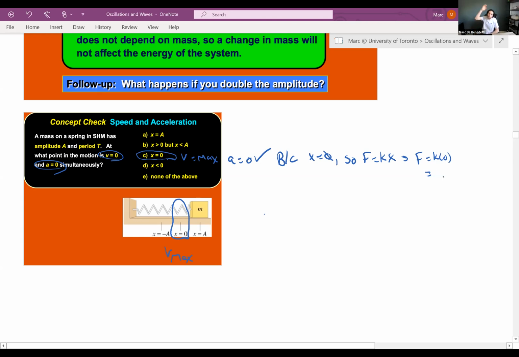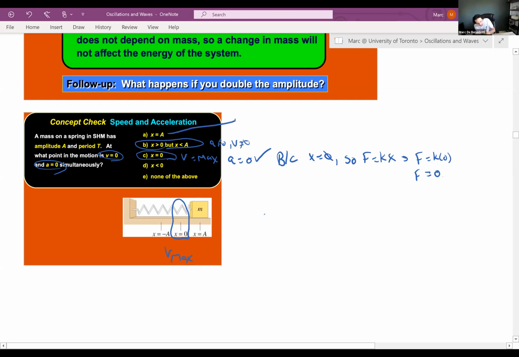So if there's no net force, there's no acceleration. So it is true that A is 0, but V is a maximum. It's quite the opposite of 0. It's a maximum. Now, B can't be right, because if x is greater than 0 but less than A, then the spring's x value is non-zero, which means there's a force, and if there's a force, that means there's an acceleration. So A isn't 0, and likely V is also not 0.